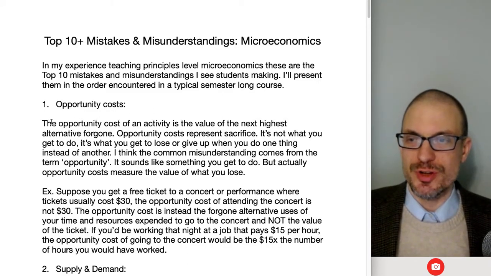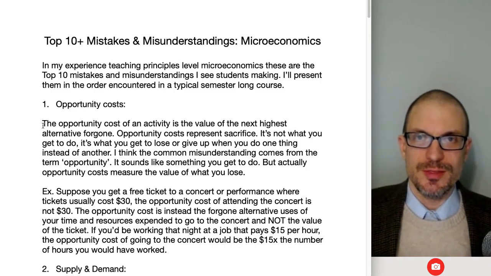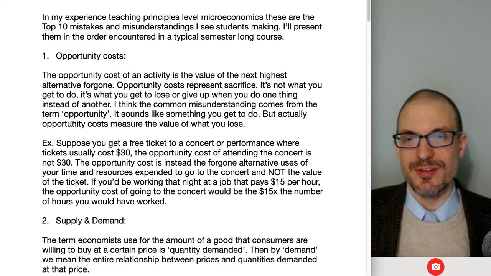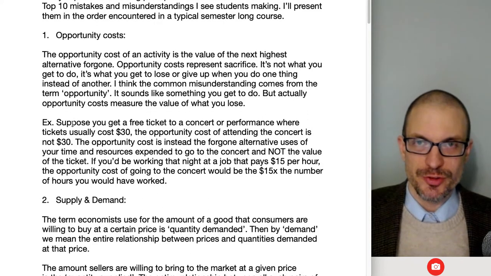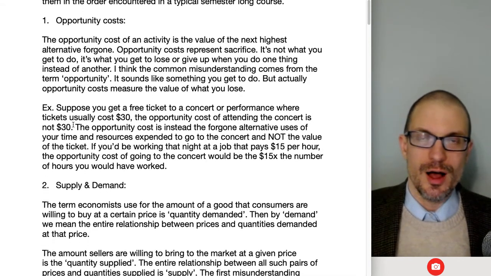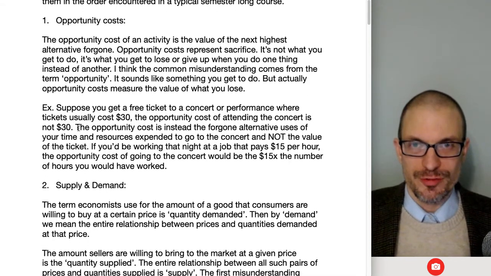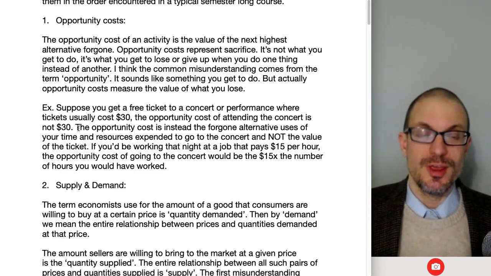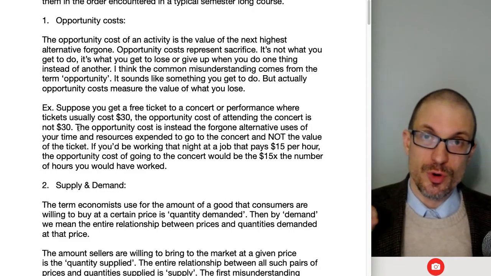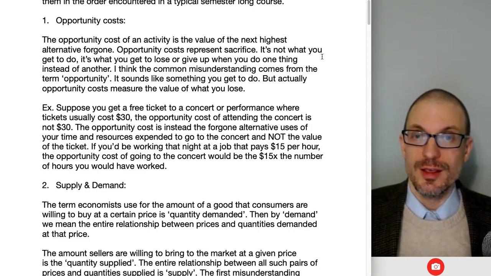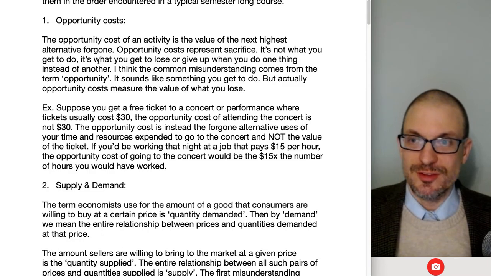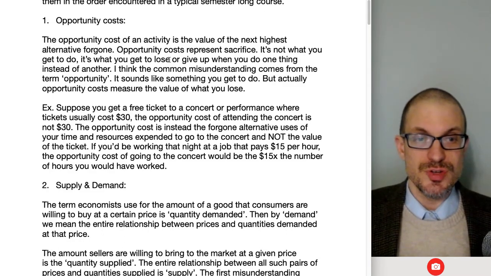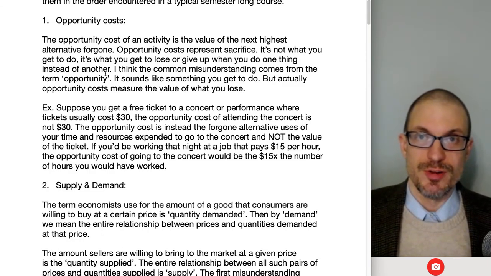All right, so opportunity cost. Keep in mind that the opportunity cost of an activity is the value of the next highest alternative foregone. Opportunity costs represent sacrifice. You could be doing one thing with these resources, or you could do something else, and the opportunity cost is what's foregone. It's what you're losing. So my comment here: it's not what you get to do, it's what you get to lose. It's what you give up when you do one thing instead of another.